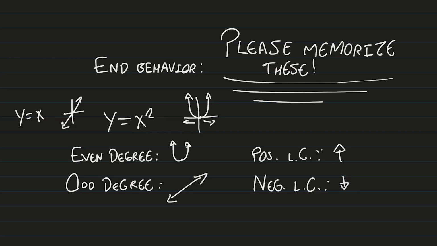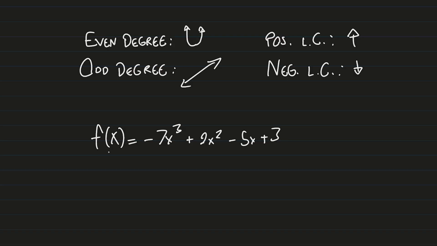Let's try to combine some of these ideas together in some examples. For example, we have f of x equals negative 7x cubed plus 2x squared minus 5x plus 3. When it comes to our behavior, we don't care about any of this over here. What we care about is our term with the highest power. Not always will this term be the first term. You may have to reorder your polynomial. Just make sure you look for the term that has the highest power.